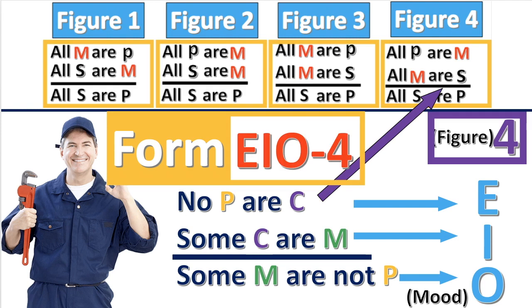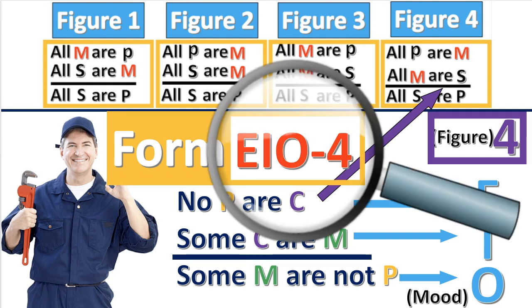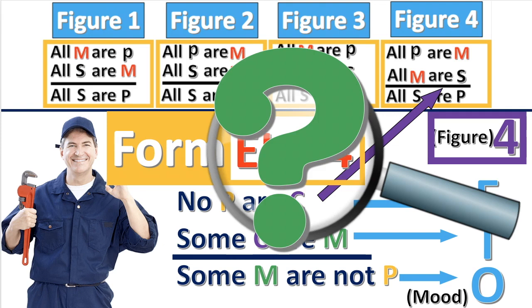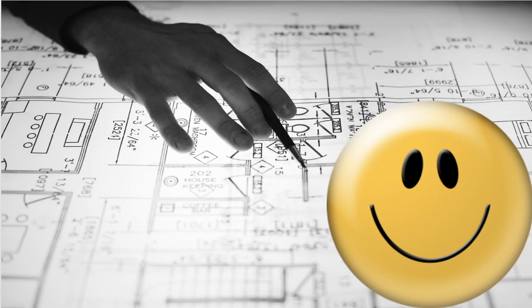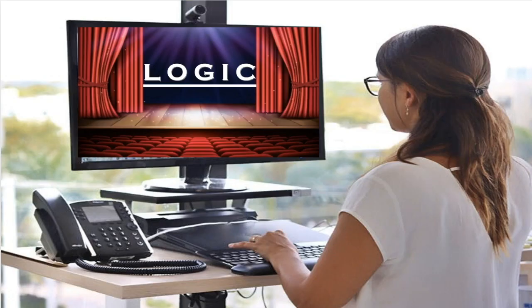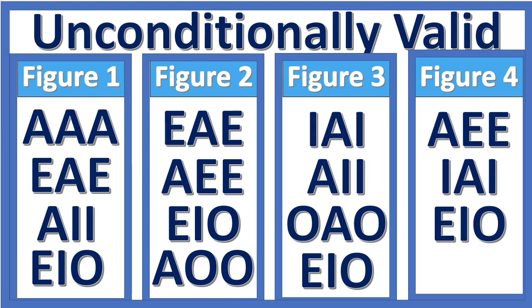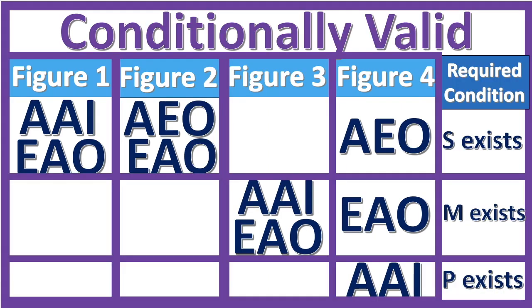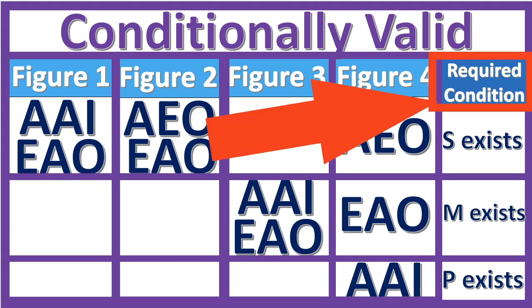Now that we know the form, we can check to see if it's valid. And how do we do that? Well, fortunately, all the possibilities have already been checked for validity, and we know which combinations are valid and which ones are invalid. But I'll show you how to do it anyway in future videos. For now, here's a list of all the unconditionally valid forms, and here's a list of all the conditionally valid forms. The condition is that of the Aristotelian standpoint.